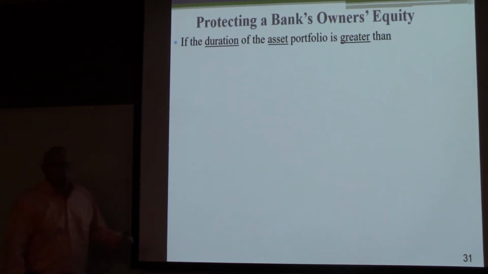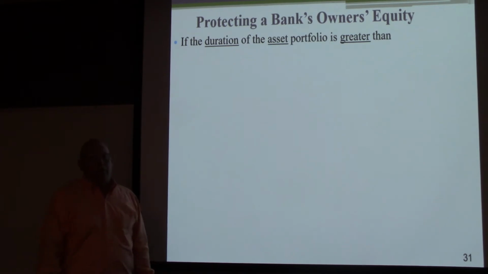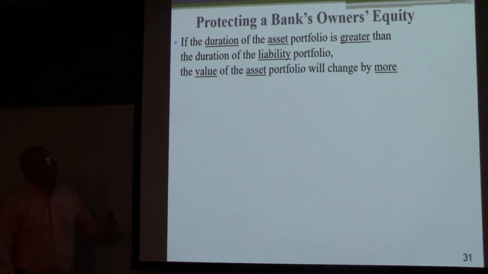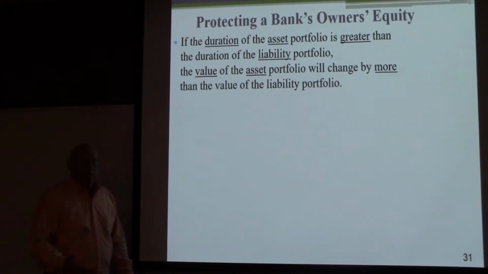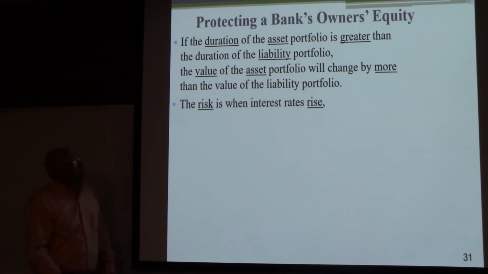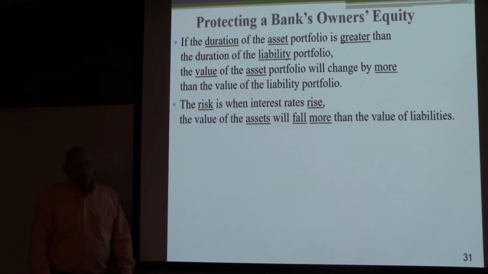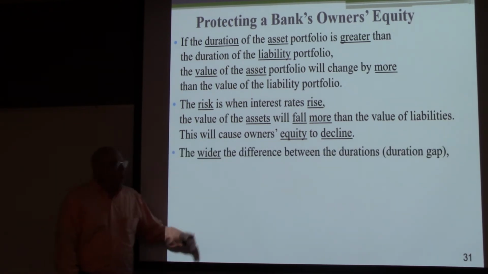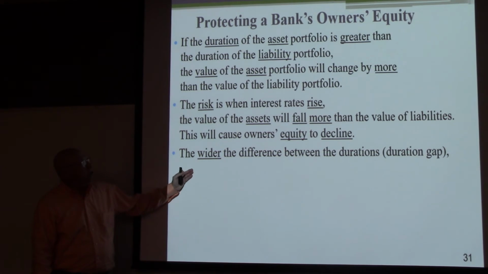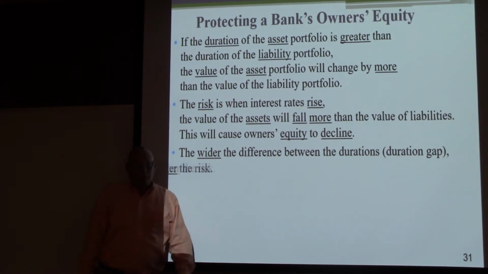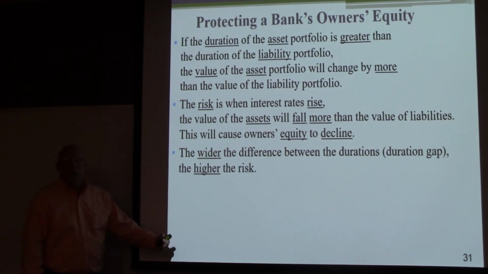If the duration of the asset portfolio is greater than the duration of the liability portfolio, the value of the asset portfolio will change by more than the value of the liability portfolio. The risk here is that when rates rise, the value of the assets will fall more than the value of the liabilities. This will cause owner's equity to decline. The wider the difference between the duration of the asset portfolio and the duration of the liability portfolio, the higher the risk from rising rates.